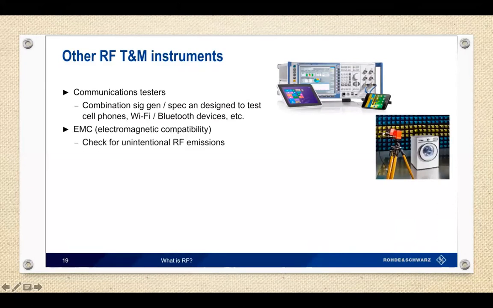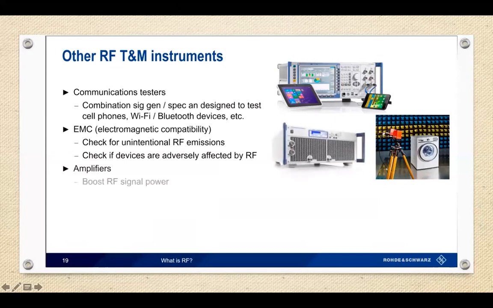In EMC, or electromagnetic compatibility testing, we're interested in two things. First, whether electrically powered devices are unintentionally radiating RF that could interfere with other devices. For example, whether a washing machine interferes with our cell phone reception. Conversely, we might also want to check if devices are adversely affected by RF. In this case, whether our cellular devices or base stations cause washing machines to malfunction. Closely related to EMC testing are amplifiers, which boost RF signal power and therefore can be used to create the high power RF signals that are needed in some EMC tests.